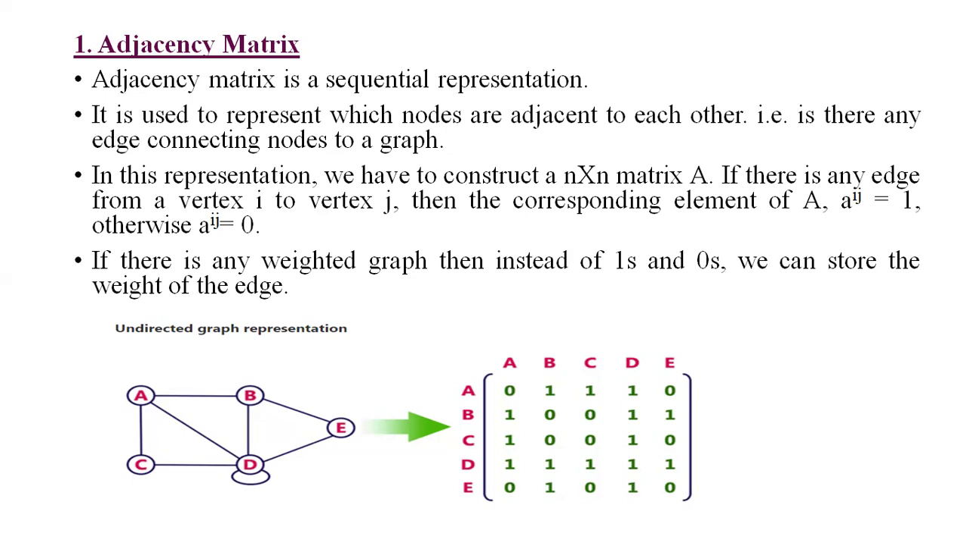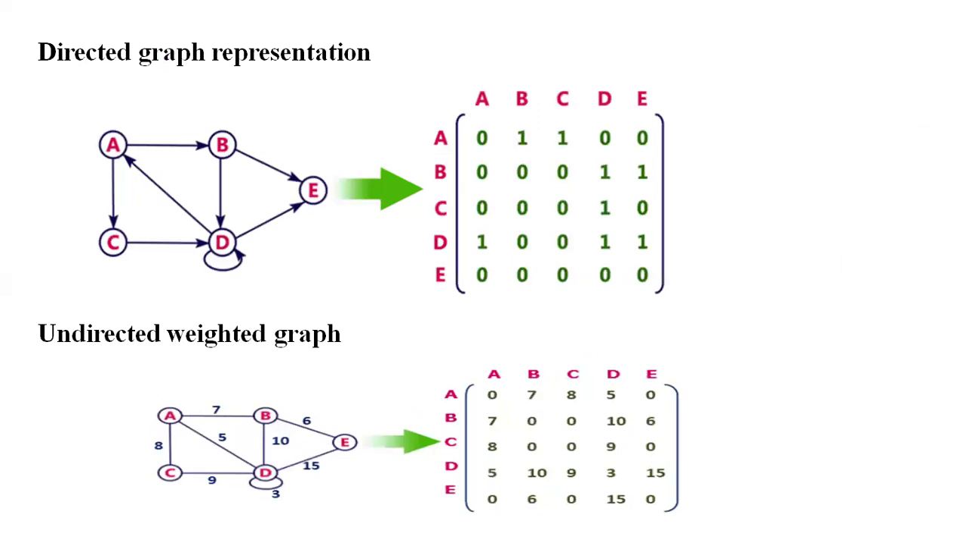Here A to B is there, so A to B is 1, A to C is 1, A to D is 1. Wherever a path is there between vertices, we put a 1. Then directed graph, where we go based on the direction. A to B, direction is there. A to C, direction is there. A to D, there is no direction. A to E also there is no direction. We have to assign the zero.